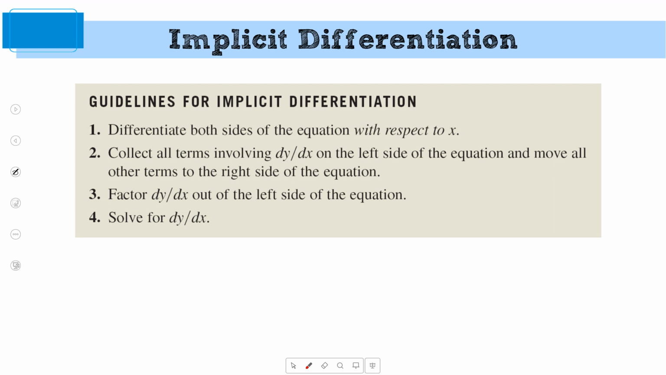Now the big difference that I like to use is instead of using dy dx, we have this other notation that says that is the same thing as y prime. I like to use y prime because it's less to write out. However, if you like dy dx, then stay with it by all means. They're the same thing.